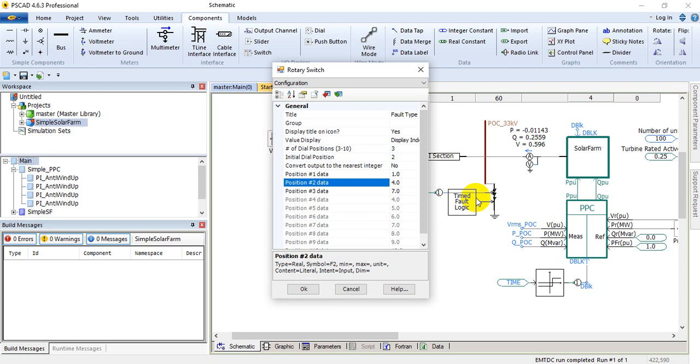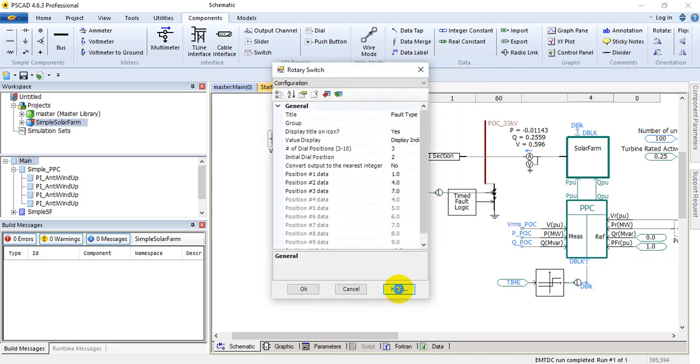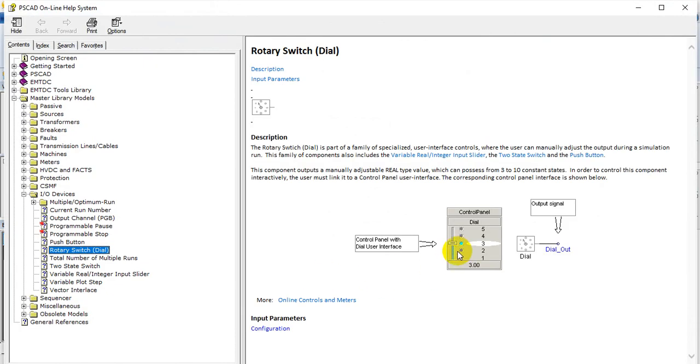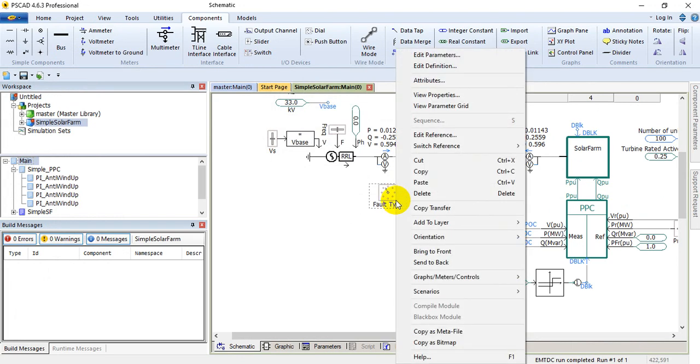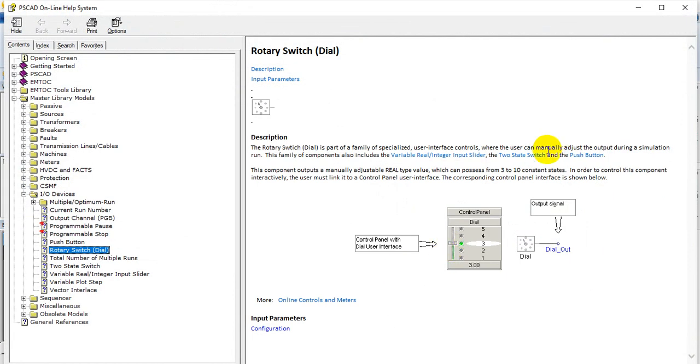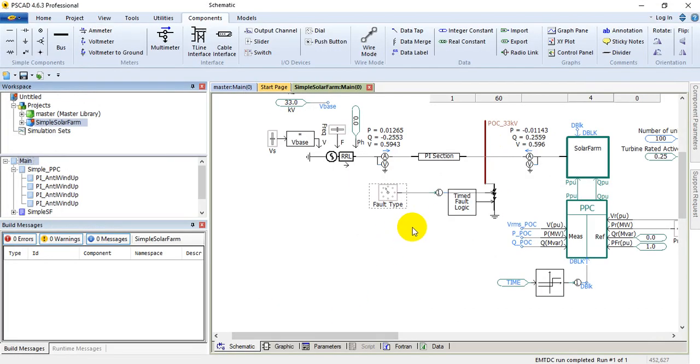Now, how do we add this fault? For the dial button, if we double click and press help, you can see the different parameters given in the configuration. Here if you right click and select help, for the control panel there are variable input sliders that let you select the type of fault in the solar plant. So up till now the complete solar farm is modeled.